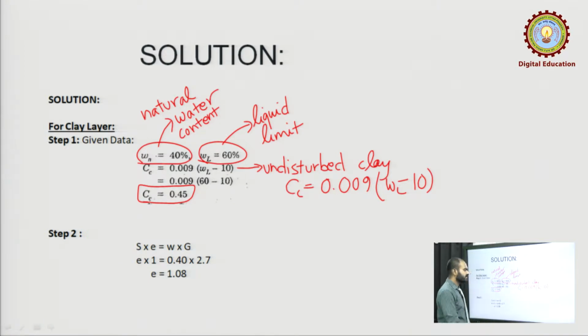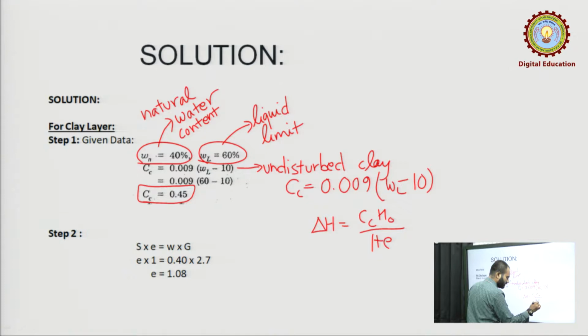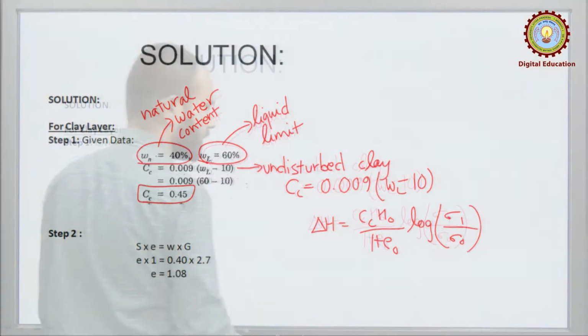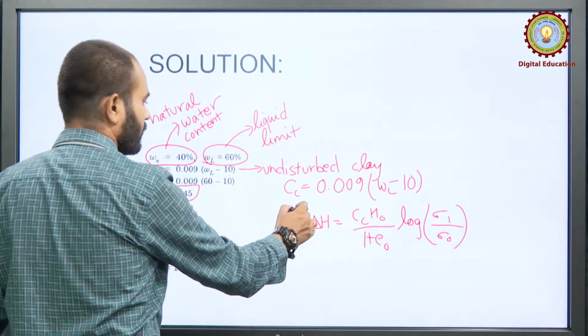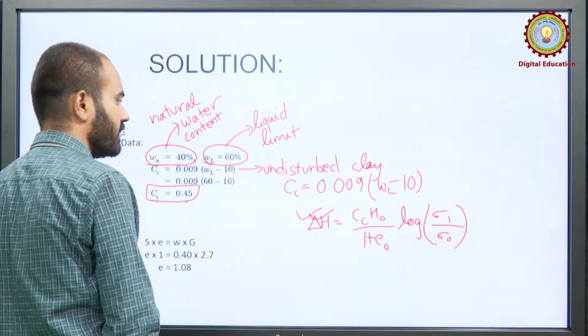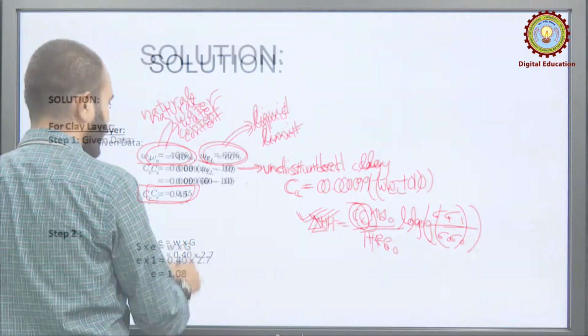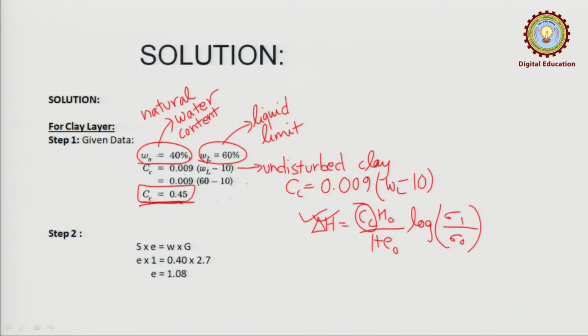Why do we calculate the Cc value? Because, if you remember this formula, Cc into H naught upon 1 plus e naught, log of sigma naught plus delta sigma upon sigma naught, for the time being, okay, this formula we will be using in this question to find the settlement of the clay layer. So, for this Cc was required, and we have calculated the Cc. First part is over. H naught we already know. What is the value of H naught?